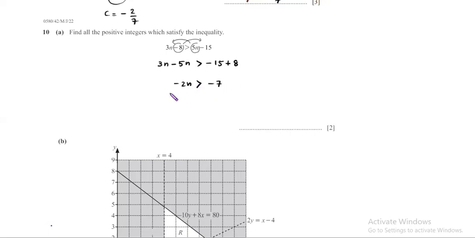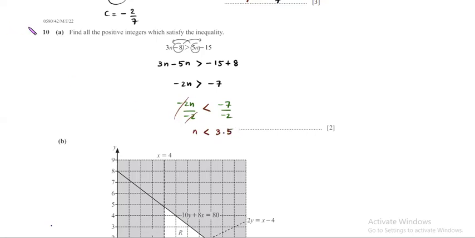I need to find what n is. So I have to divide this negative 2n by negative 2. The same way, I need to divide this negative 7 also by negative 2. The reason why I divide by a negative 2 is to get rid of the negative 2 that I have in front of this n. The moment I divide by a negative number, I know that the inequality sign will flip, which means it will turn the other way around. Then, when I divide negative 7 by negative 2, I get a positive value. The value of n is less than 3.5.